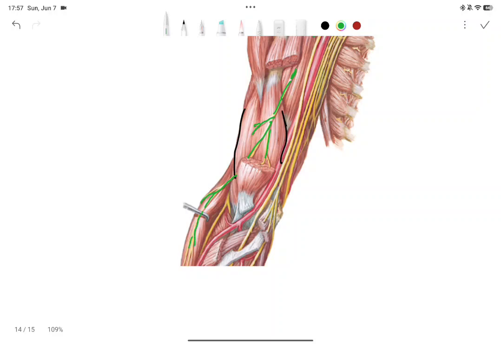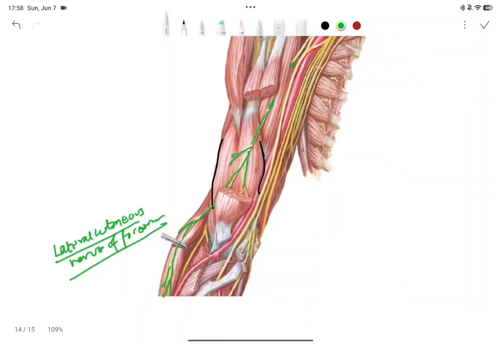So it supplies the skin of the lateral side of the forearm. So this is called the lateral cutaneous nerve of forearm. So it supplied the muscle and also the lateral skin of the forearm. So its name is musculocutaneous.